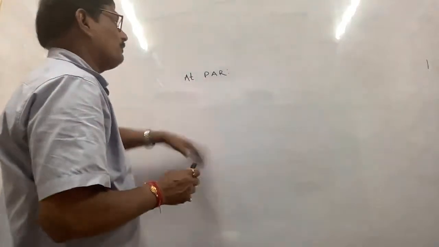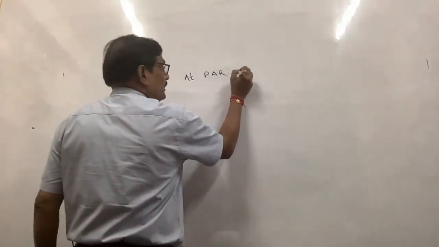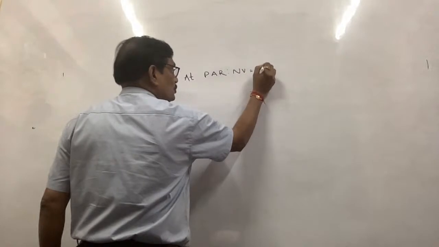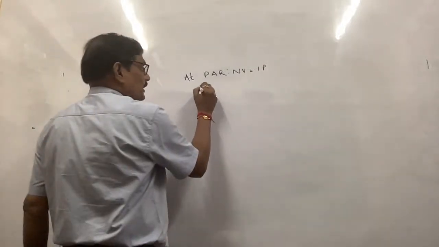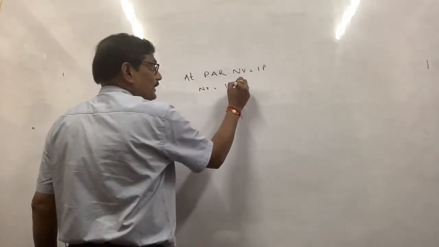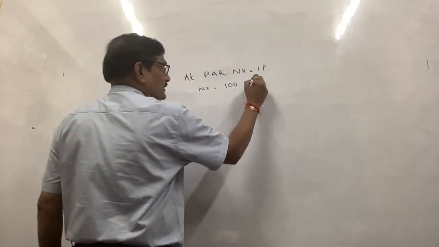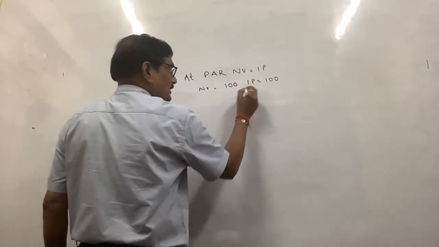So shares can be issued at par. Par means when the nominal value is equal to the issue price. Suppose the nominal value is 100 and the company is issuing the shares at 100. That means this is par.